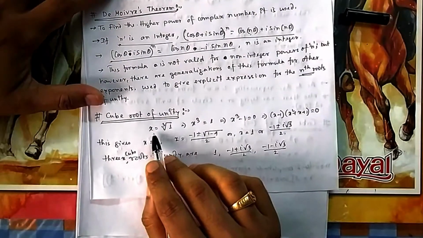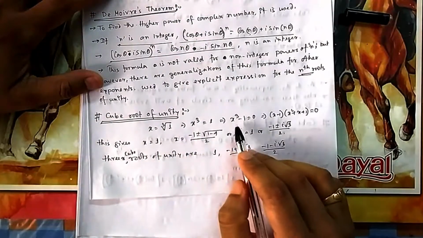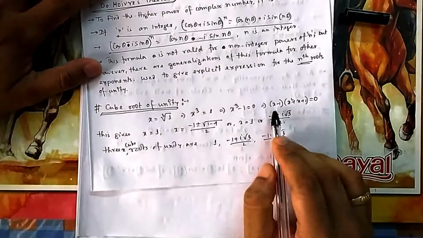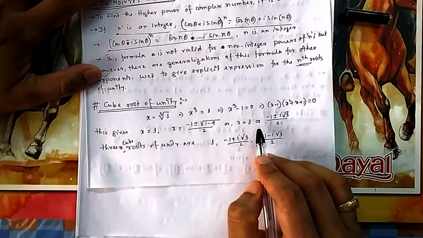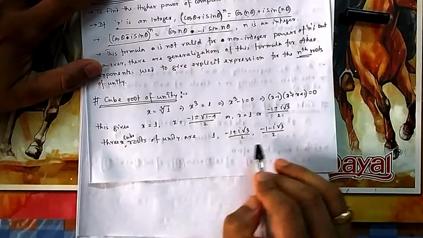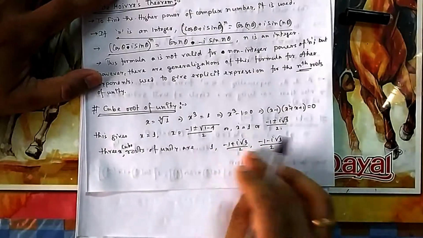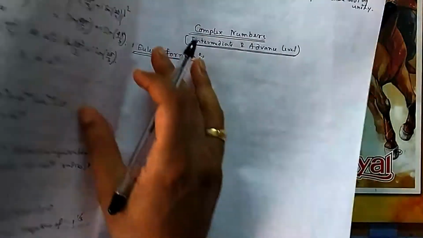Now if you say x is cube root of 1, then x cube equal to 1, x cube minus 1, you can factorize it. So one factor will be x equal to 1, and the others will be minus 1 plus minus root 3 i, over 2. So there are 3 roots, 1 is real, 2 are imaginary. Now these 2 imaginary roots have peculiar properties.